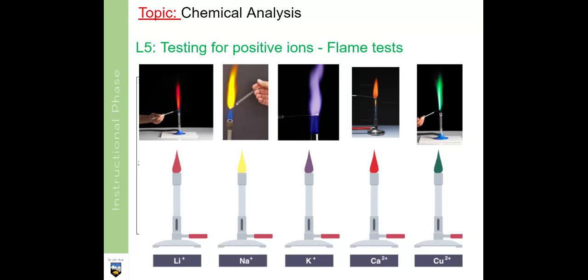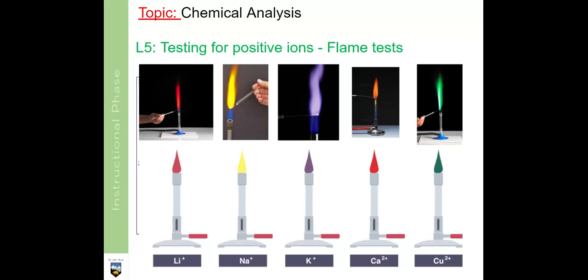So remember, lithium. A lithium ion, Li+, will produce a red flame. A sodium ion will produce a yellow flame. A potassium ion produces a lilac flame. Now make sure you're using the word lilac as opposed to purple.